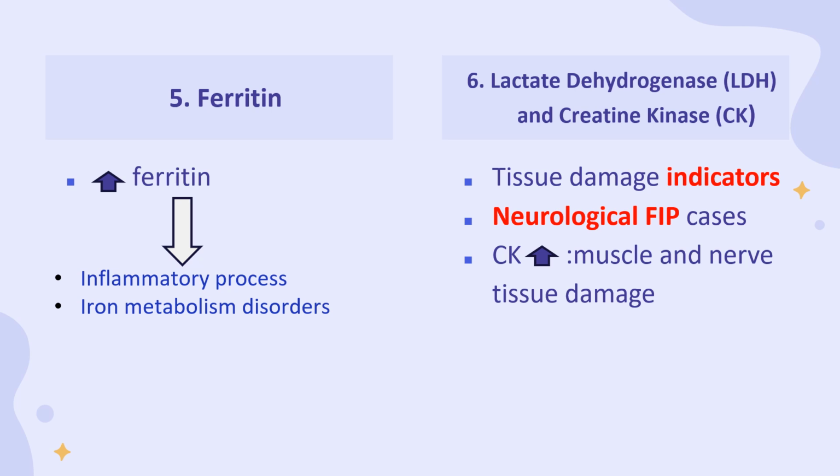Lactate dehydrogenase and creatine kinase. Lactate dehydrogenase and creatine kinase levels are indicators of tissue damage, particularly in neurological FIP cases. Especially, creatine kinase elevation reflects muscle and neurological damage.